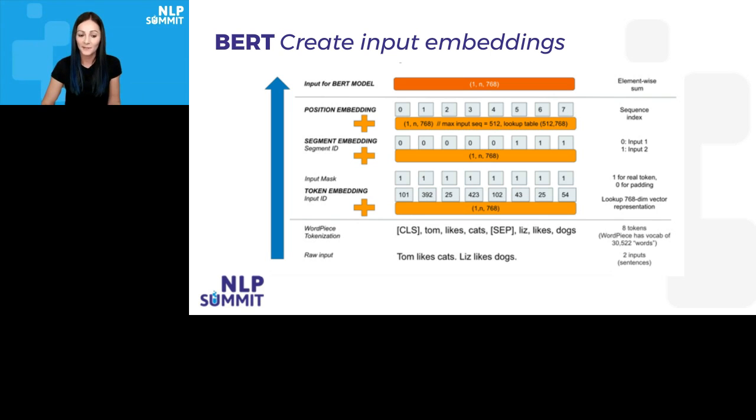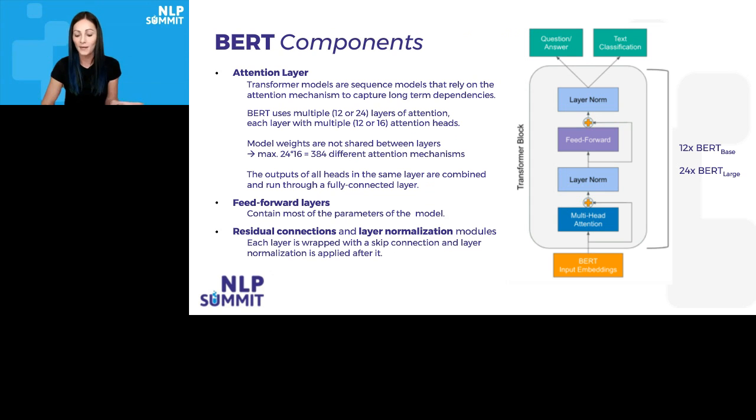Looking at the different layers now and the different components. So once we have this input embedding, this is passed into a transformer block. And depending on which model you're using, BERT base has 12 of those, BERT large has 24 of those. And really the core concept here is this attention layer. So the transformer models with BERT as a prominent example are sequence models. And they really rely on that attention mechanism to capture the long-term dependencies.